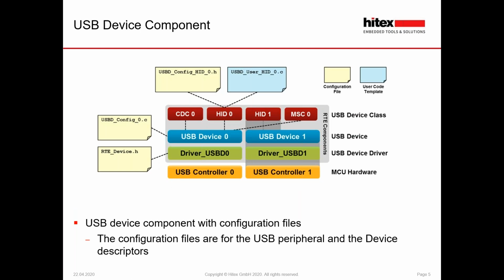The USB component is structured in a similar fashion to the network component. We have the physical peripheral, we have the core library, we have configuration files, so we have the RTE_Device.h that will allow us to multiplex the pins. We have the core library, and that has a configuration file. And then on top of that, we have the device support, the class support. So here we have individual configuration files. The way of working with the component is very similar to the network component and the file system.